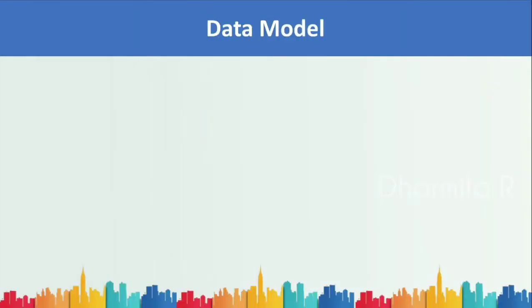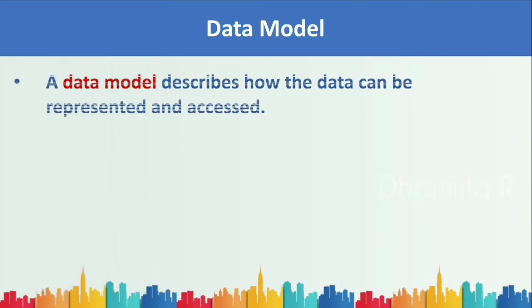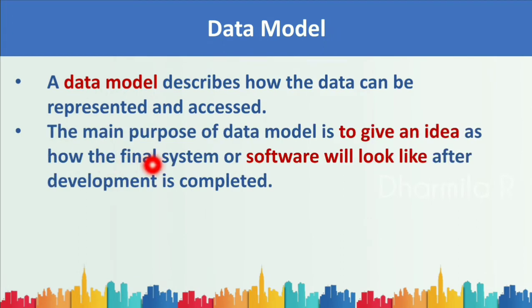So let us start with an introduction. Let's see what is data model. Data model describes how the data can be represented and accessed. And the main purpose of data model is to give an idea as how the final system or software will look like after development is completed. So it is like a complete blueprint.